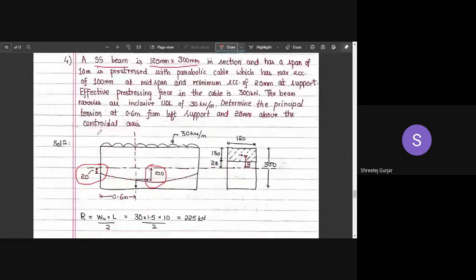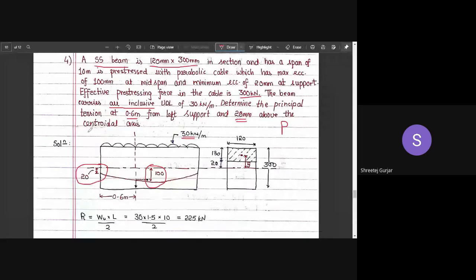Effective pre-stressing force in the cable is 300 kilonewton. That is the P value they have given. The beam carries an all-inclusive load, meaning including the dead load. They have given us that the UDL is 30 kilonewton per meter. It is inclusive of your dead load, no problem. Determine the principal tension at 0.6 meter from the left support, and 20 mm above the centroidal axis.